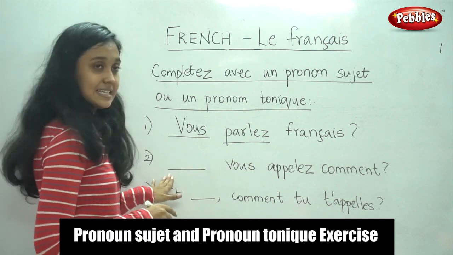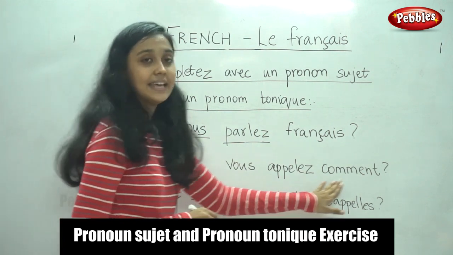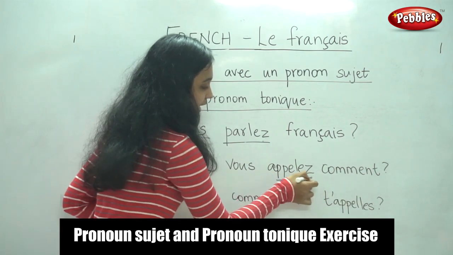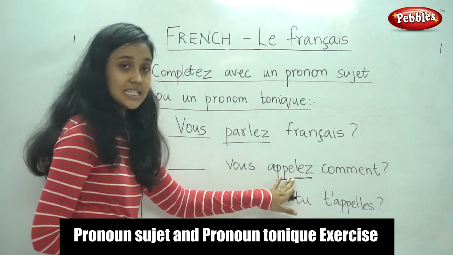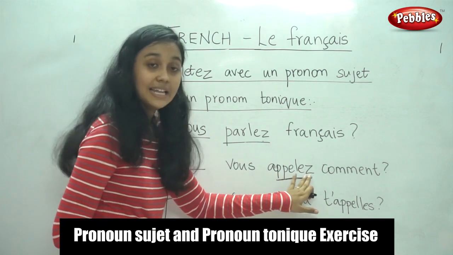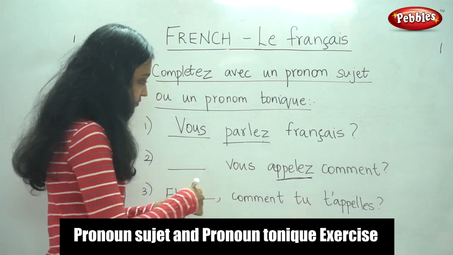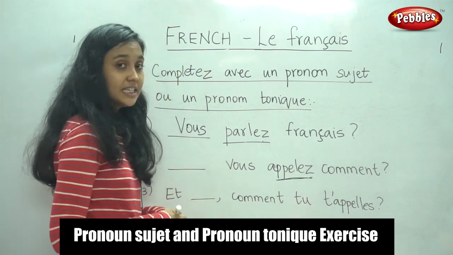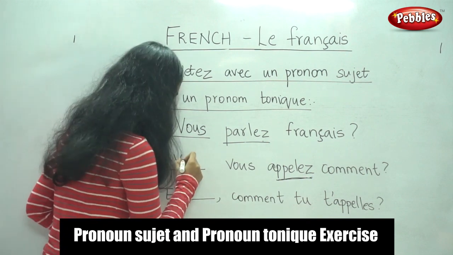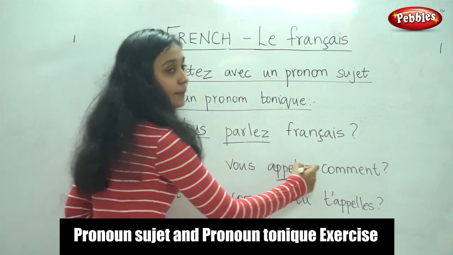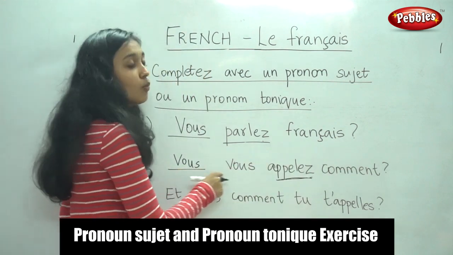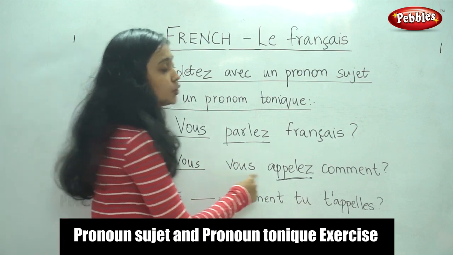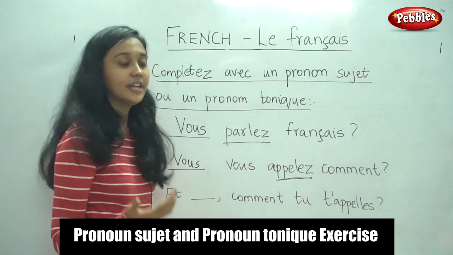In the next sentence is dash vous appelez comment? So, here also it is ending with EZ. This is the verb appeler. So, since it's ending with EZ, what would be the subject pronoun here? It would be vous. Vous appelez comment? It means, what is your name? If you translate it, it is, what do you call yourself? Or what is your name?